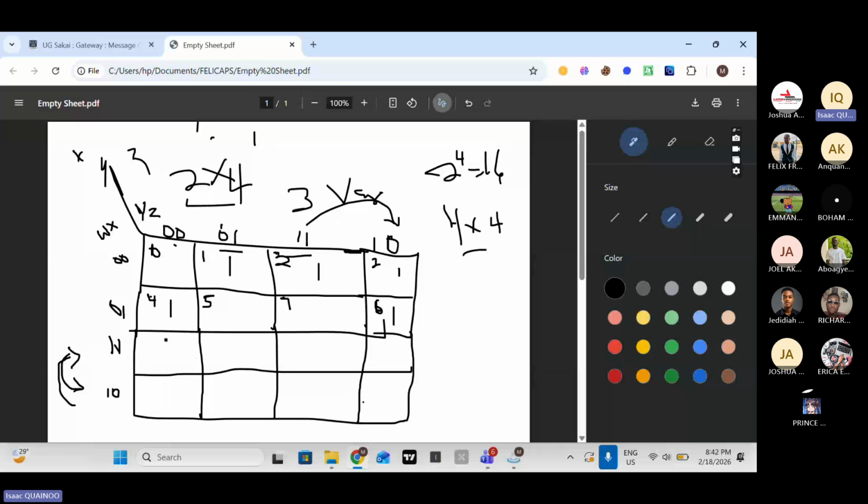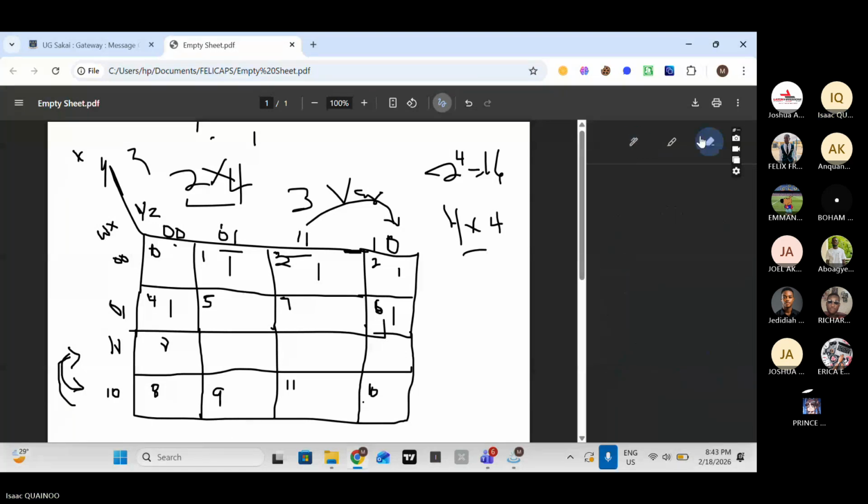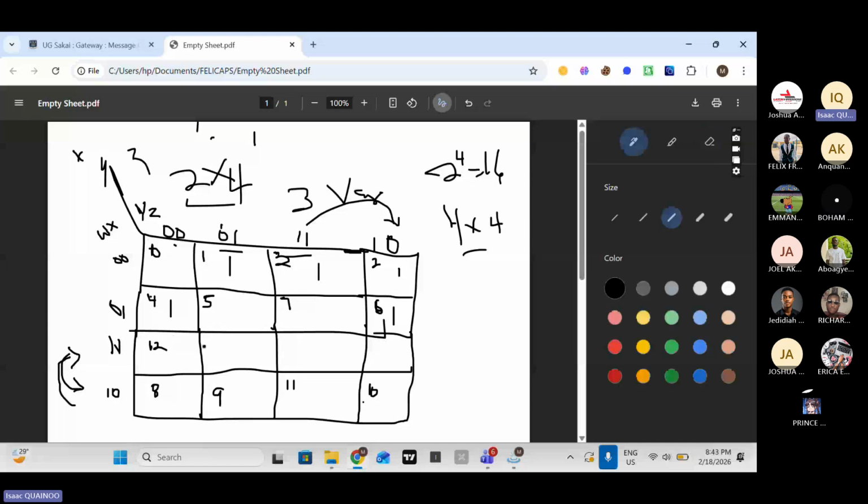So that means that instead of numbering here 8, 9, 10, 11, you are supposed to number here 8, 9, then here cannot be 10, right? Here becomes 11, here becomes 10. Before we now come here and say here is 12, here is 13, here is 15, and here is 14. Please, did we all get this?